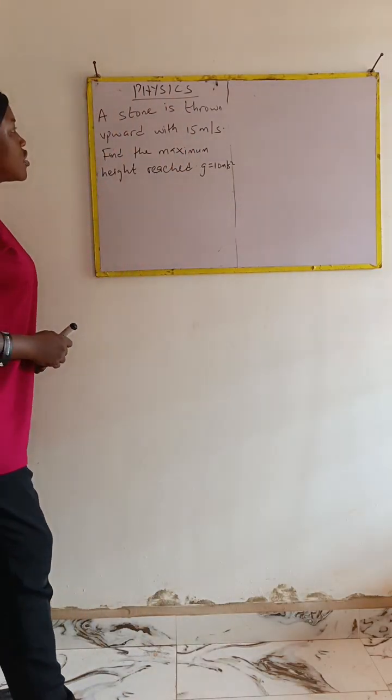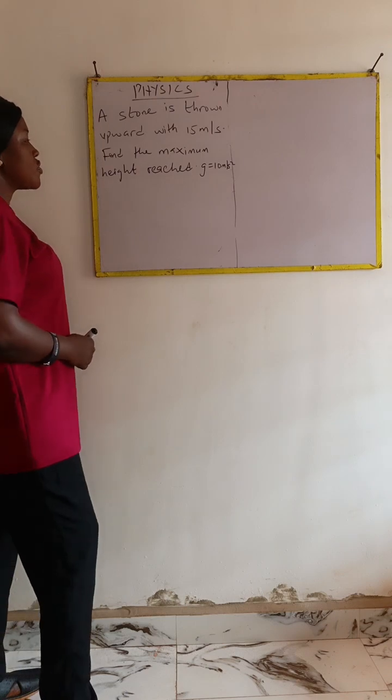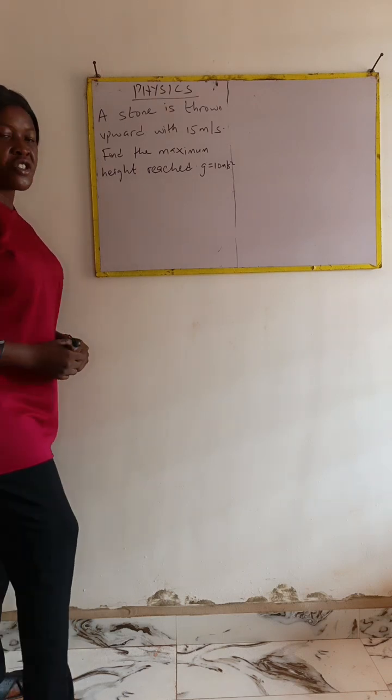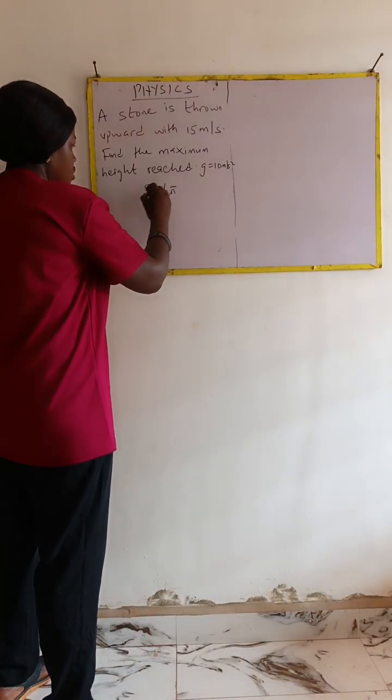Hello. Another question on the board. A stone is thrown upwards with 50 meters per second. Find the maximum height reached. g is 10 meters per second squared. So this will give us the solution.